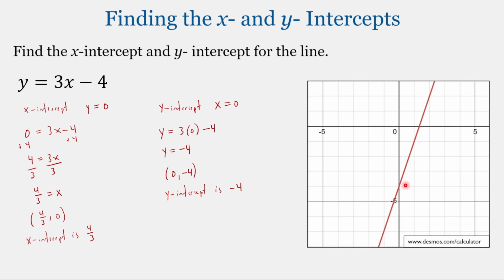Looking at a graph, and I'm using Desmos, which is a free online graphing calculator, it appears to cross the y-axis at negative 4. And it's crossing the x-axis about 1/3 of the way between 1 and 2. And 4/3 is the same as 1 and 1/3.